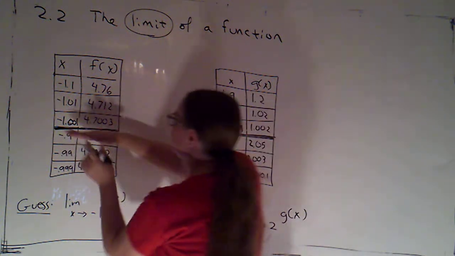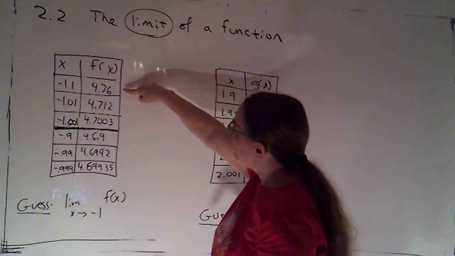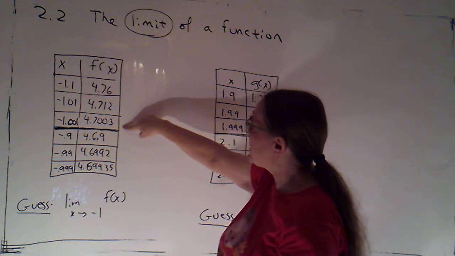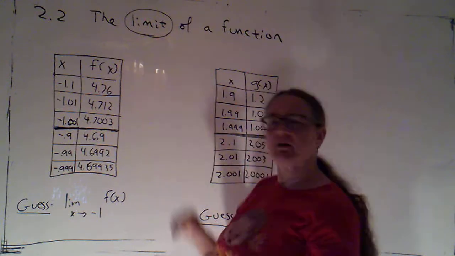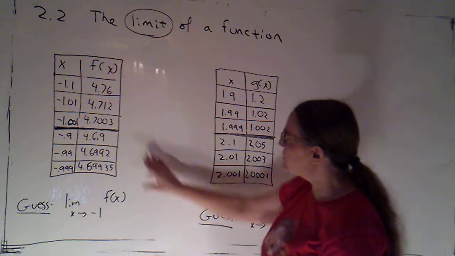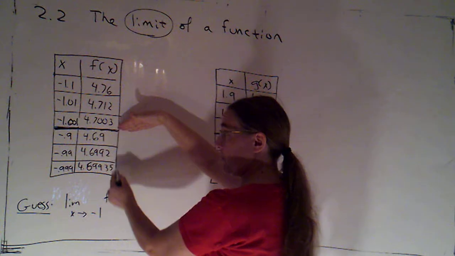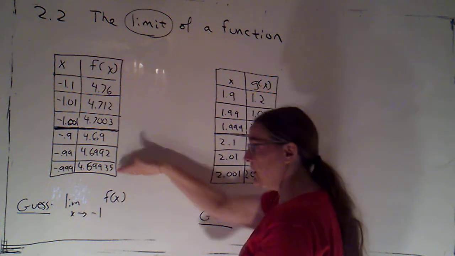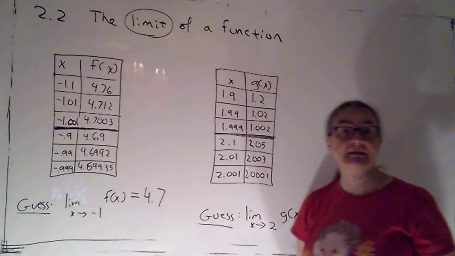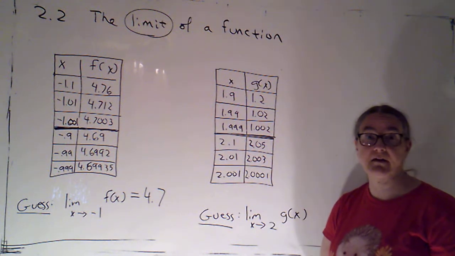So if I look here, my x values are getting closer to -1. The y values 4.76, 4.712, 4.7003. These y values here are decreasing, and it kind of looks like they're getting closer to 4.7. Do I see a similar pattern here? Well, these y values are smaller than 4.7, but it does look like they're getting bigger. So I would guess that the limit is 4.7. It does look like that based on this table of values.